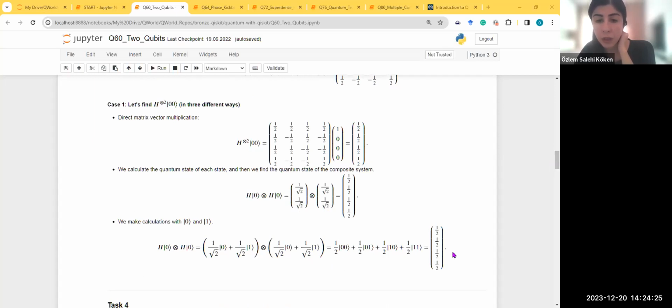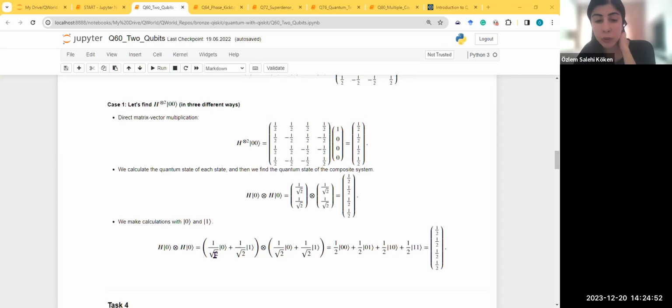Now let's check what's going on. We apply Hadamard to first qubit, and this is the new state, 1 over square root 2, 0 plus 1 over square root 2, 1. And we have the same thing here. So the only difference from the previous one is it was using this vector representation, and now I'm using state representation. And I use tensor product to distribute this over the second one.